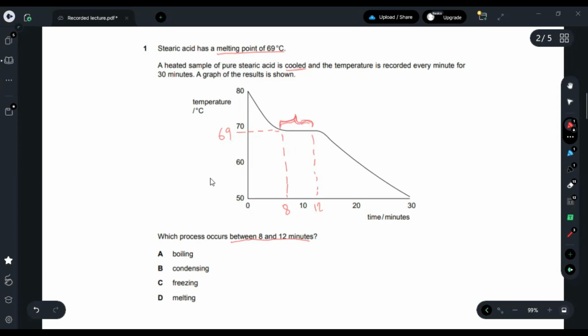Melting is moving from solid to liquid. This is the mirror image, that is moving from liquid to solid, which is the opposite of melting, and that is freezing. So the answer in this case would be freezing. So that's it from the short tutorial.